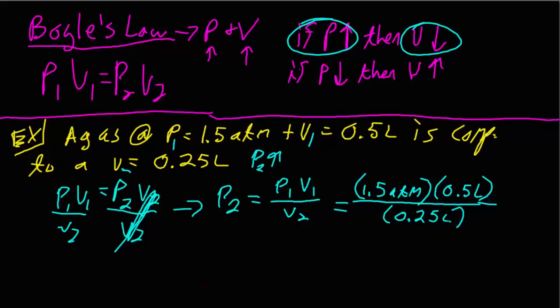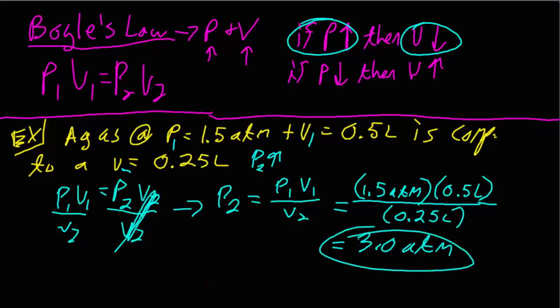So if volume goes down, pressure must go up. So if we're going to do our math here, 1.5 times 0.5 divided by 0.25 is going to give you a new pressure of 3.0 atmospheres. So see what we said? If volume is going down, pressure is going to have to go up. Our volume did in fact go down, so our pressure did in fact go up.